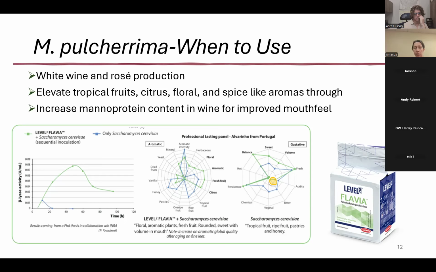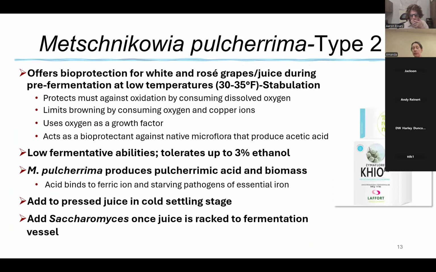And then looking at these spider graphs on the right here, you can see that Flavia and sequential inoculation with the Saccharomyces cerevisiae produced wines with more floral, fresh fruit, and citrus aromas compared to the control, and then produced wines with a sweeter, more balanced, and higher volume compared to the control. So a lot of benefits with these non-Sac for improving mouthfeel, for improving aroma and flavor, more complex overall attributes than you would find using just Saccharomyces yeast alone.